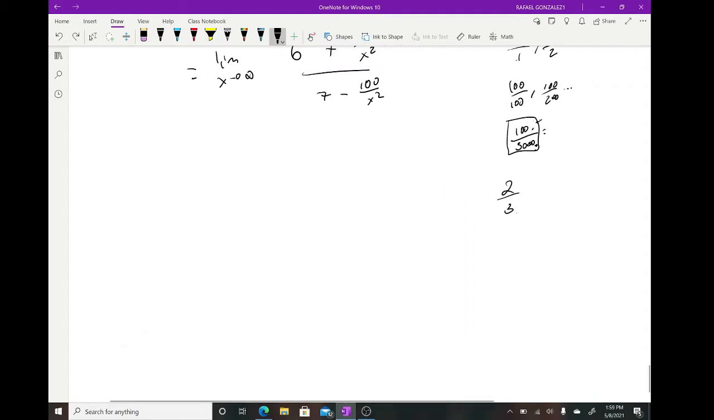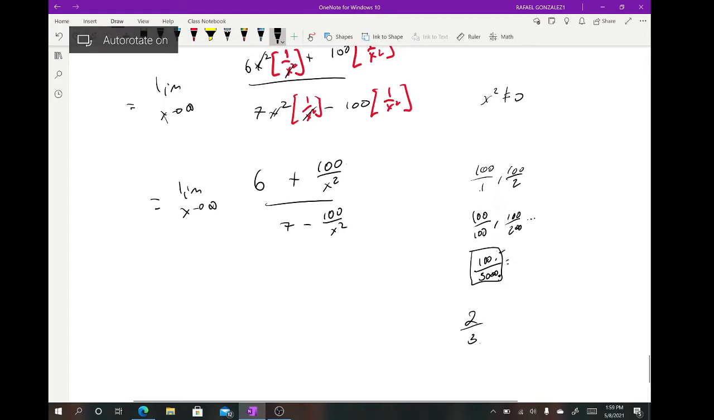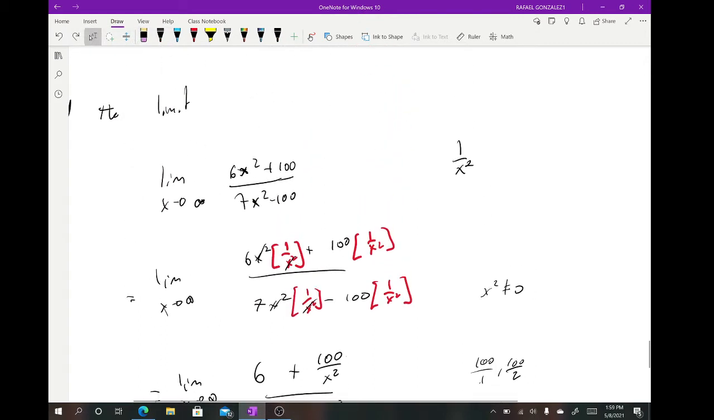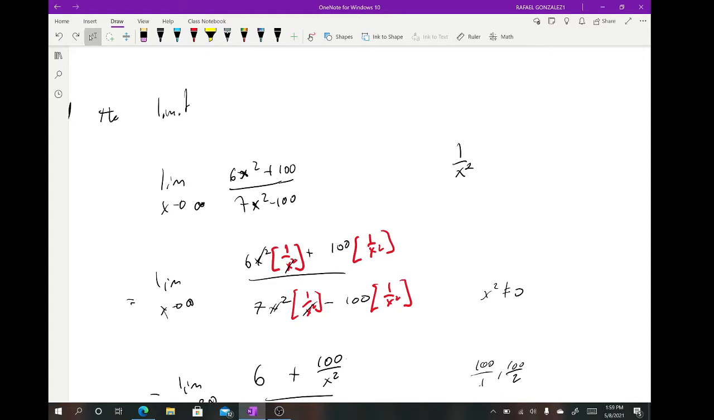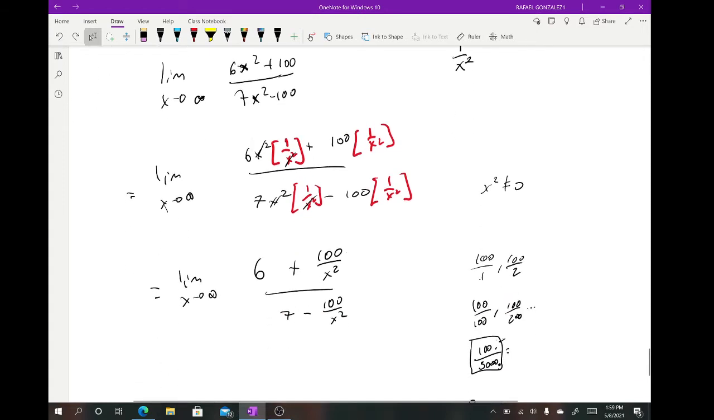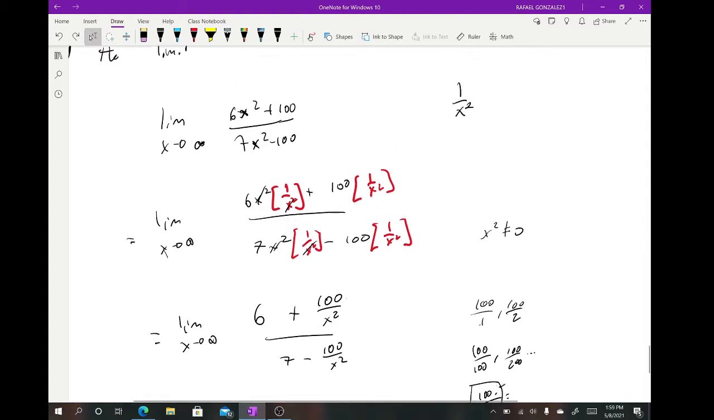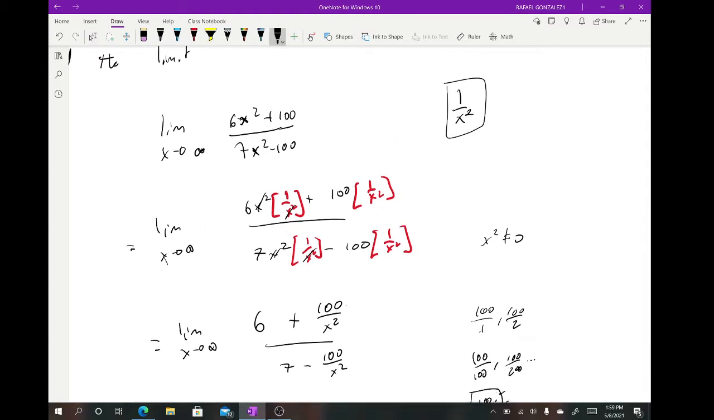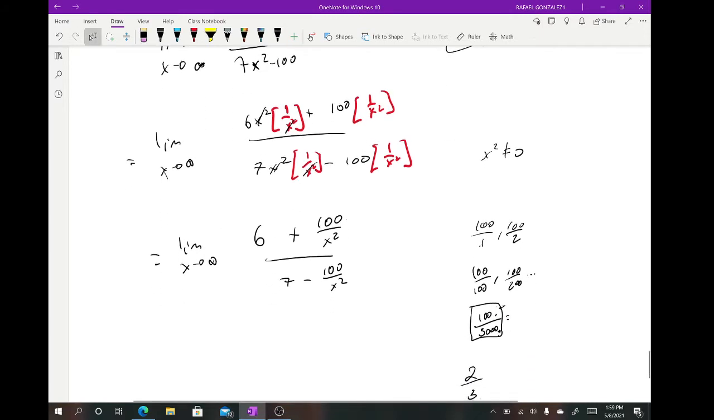So let me just do a quick recap of what we were talking about. We were asked to find the limit as x goes to infinity of (6x squared plus 100) divided by (7x squared minus 100). We used this trick where we took the variable with the highest exponent in the denominator and multiplied the numerator and denominator by the reciprocal of that. In this case, it was 1 over x squared, the reciprocal of x squared. Then we simplified a little bit. So we had the limit as x goes to infinity of (6 plus 100 over x squared) divided by (7 minus 100 over x squared).